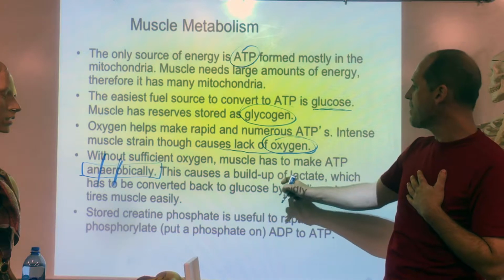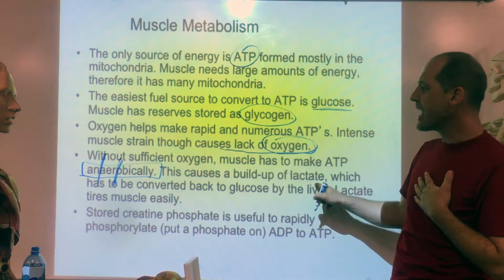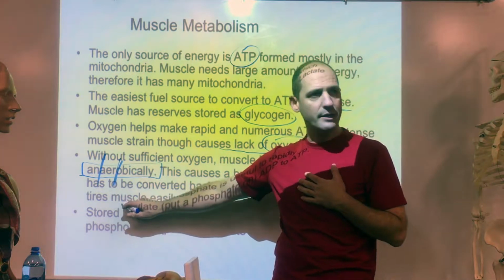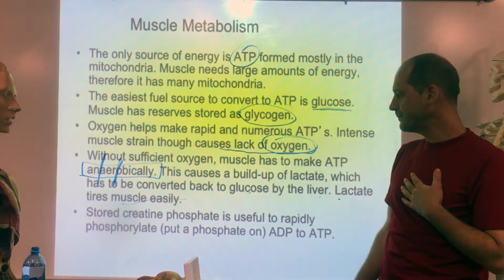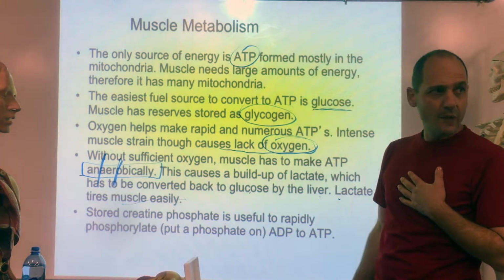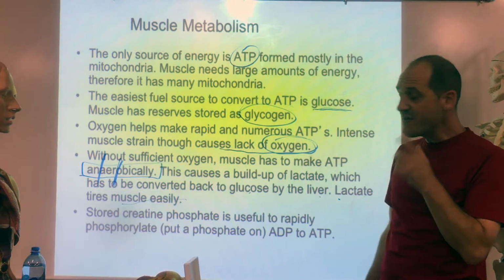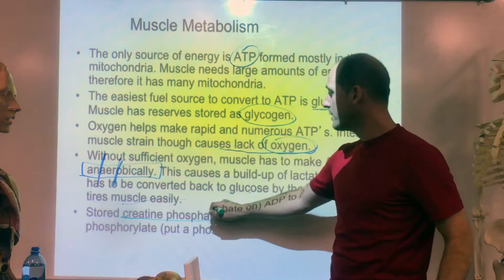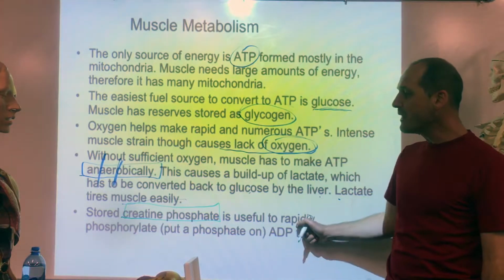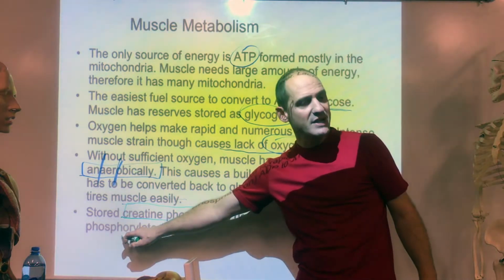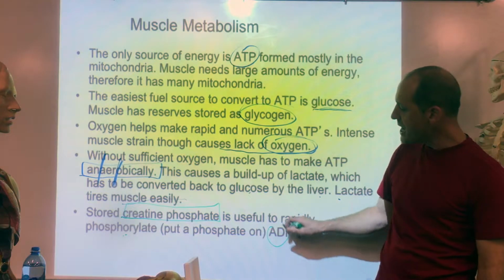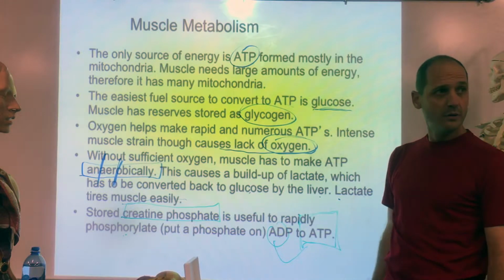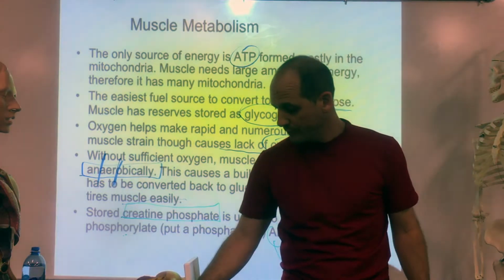So that's a problem, because that will build up lactate, which then needs to be converted in the liver back to glucose, and lactate tires muscle easily. That's the burning you feel when you exercise, right? That could be the burning, yeah. But we also have another trick, and we have the stored creatine phosphate, and that can be used to rapidly phosphorylate, which means put a phosphate back onto the ADP that's used up, and making a great new source of ATP. So that's pretty cool too.